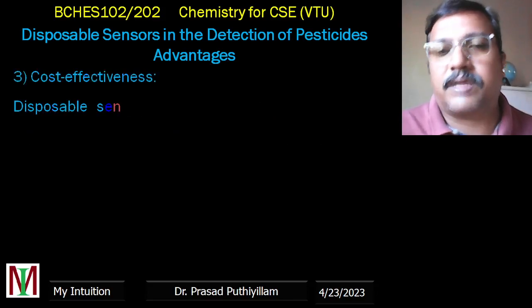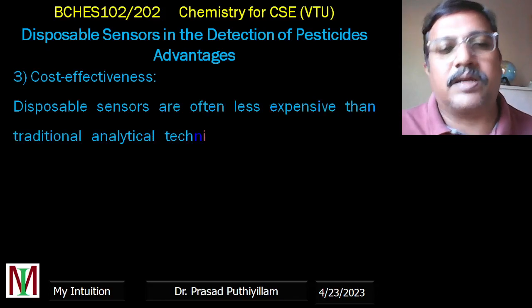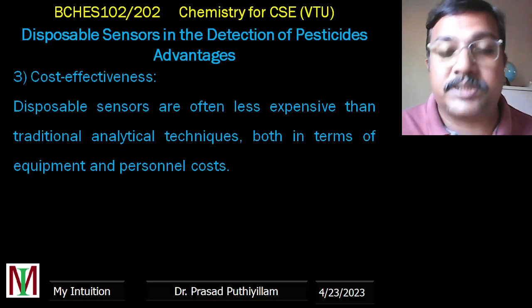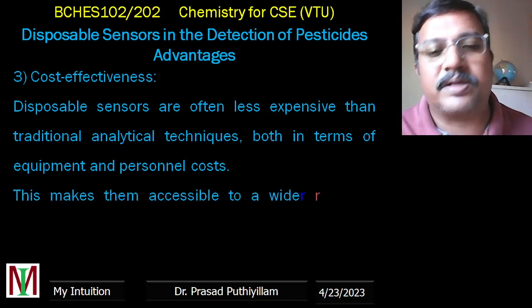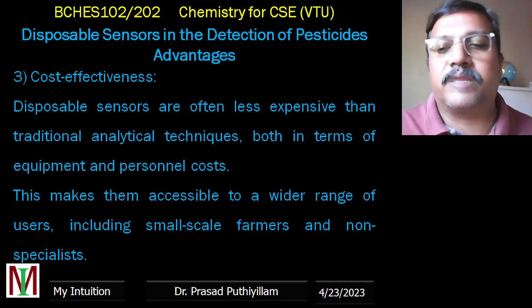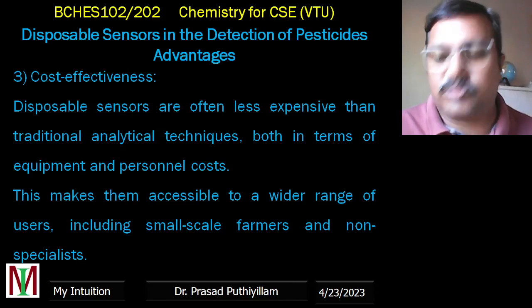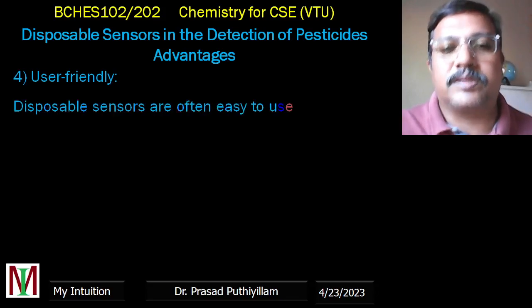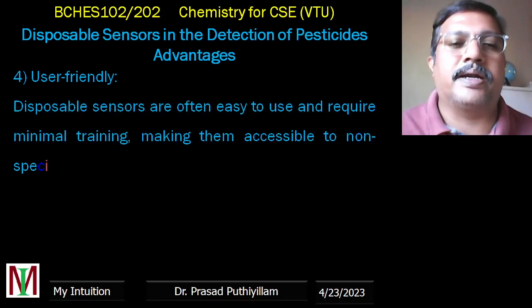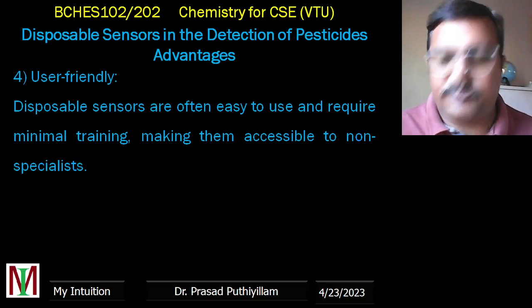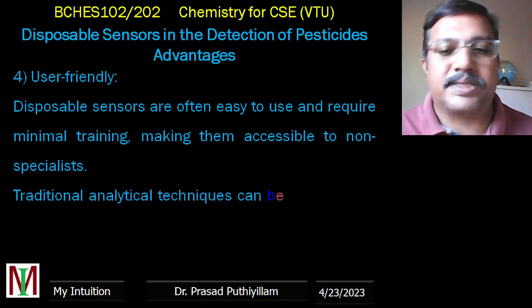Cost effectiveness: compared to the traditional analytical methods, which are costly, with very costly equipment and experts required to operate it, the disposable sensors are comparatively cheap, and even small scale farmers and non-specialists can operate them. User friendly: these are very friendly to handle, with minimum training required compared to the traditional analytical technique.